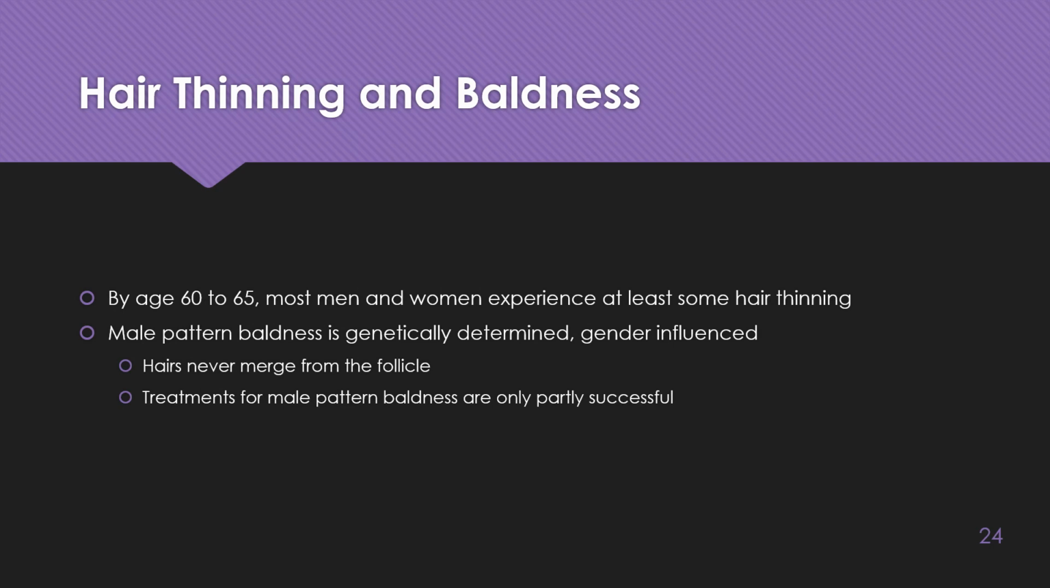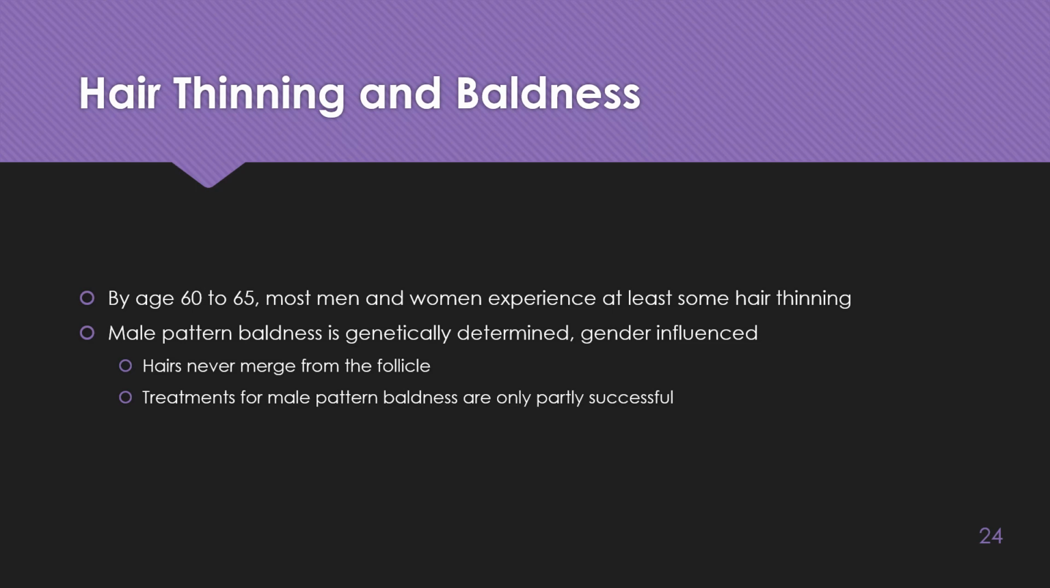In terms of hair thinning and baldness, like we said, the melanin within your hair itself will determine the color of your hair. And this can definitely change with aging. So people that have white or gray hair have stopped producing melanin within the hair follicles themselves. Also, by the age of 60 to 65, most men and women have experienced at least some level of hair thinning, and male pattern baldness is genetically determined. Obviously, gender influences this; we see it in males and not quite so much in females.